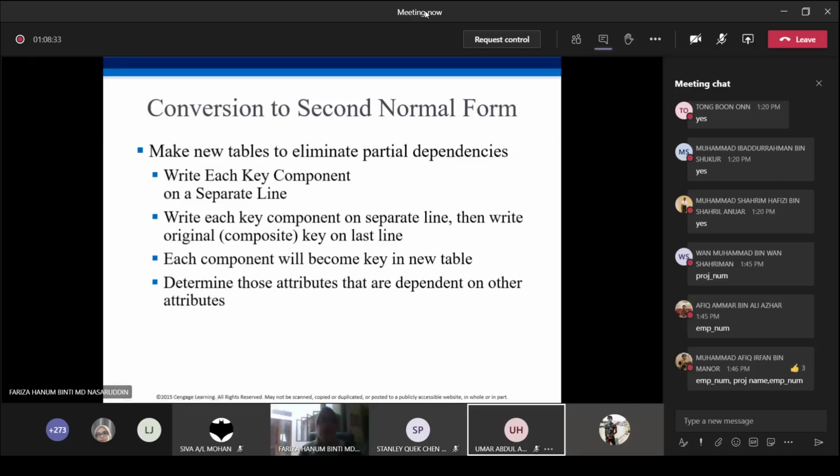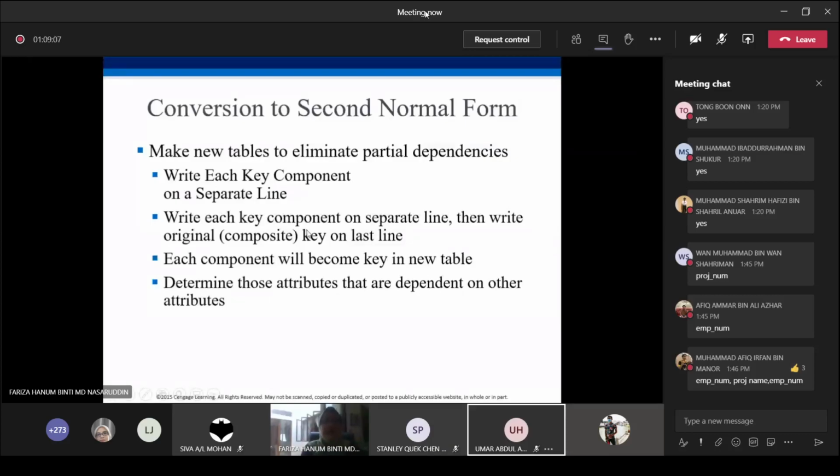So what do you do? You write each key component on a separate line. Okay, so now just now remember what are the key components? Project num and employee num, right? So you take project num, you write on a new line. You take employee num, you write on a new line. And then write each key component on a separate line, then write the original composite key on the last line. Each component will become a new key table.